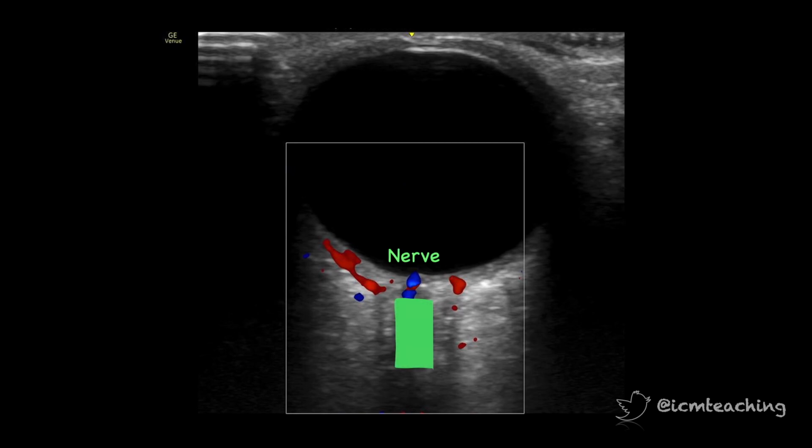The nerve is the hypoechoic area that the vessels are running through. And the sheath is the hyperechoic areas on either side of the nerve. And don't make the mistake of thinking any shadow on either side of the nerve is part of the sheath, or you'll come out with a falsely enlarged measurement.